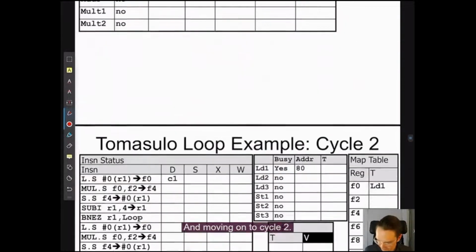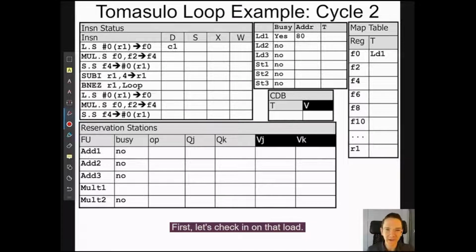And moving on to cycle 2. First, let's check in on that load. It's in the issue stage now, but the key question is, can it issue? Well, all of its operands are available. We know what address to load. And so yes, in cycle 2, this load issues. It is sent to start its data cache access. I'll cover those in more detail in the next module.